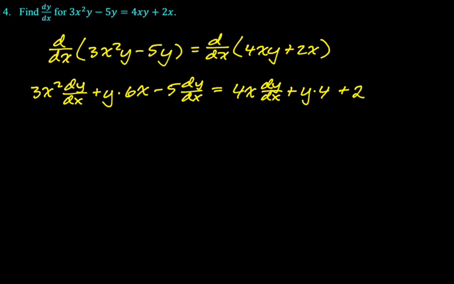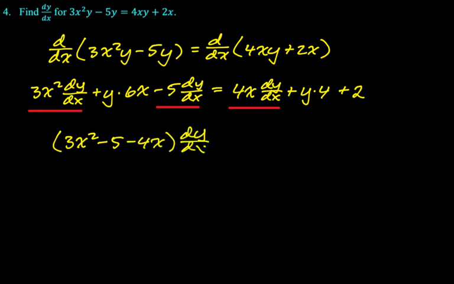All right, now we've got to simplify this. What I usually do is go searching for things that have dy dx and move all of them to the left-hand side, because that's where the thing you're solving for typically goes, right? So the coefficient of dy dx is going to be 3x squared minus 5, and then minus 4x, because we have to move that 4x dy dx to the left. So that'll give us 3x squared minus 5 minus 4x, times dy dx.